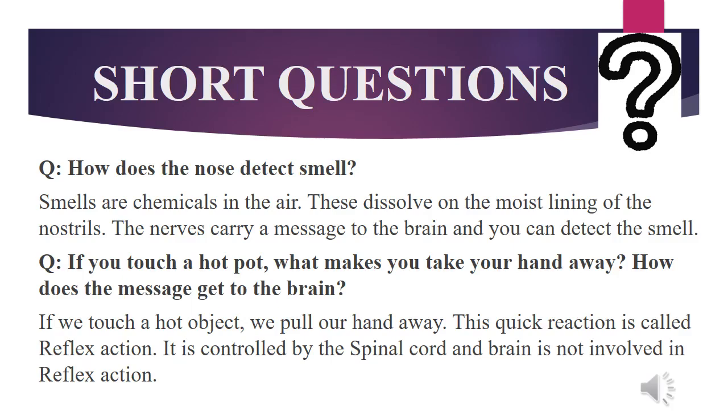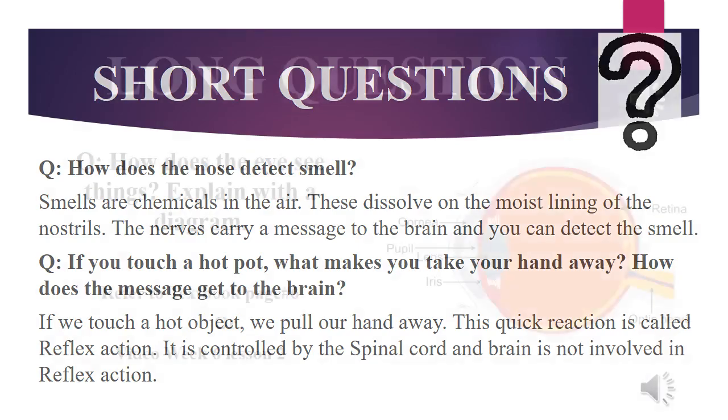Short question number 6 is, if you touch a hot pot, what makes you take your hand away? How does the message get to the brain? If we touch a hot object, we pull our hand away. This quick reaction is called reflex action. It is controlled by the spinal cord and the brain is not involved in reflex action. This is all about the short questions and answers.